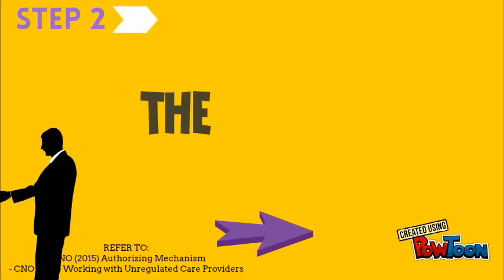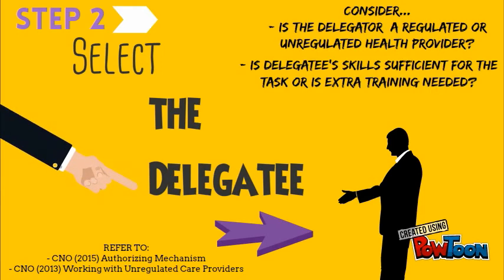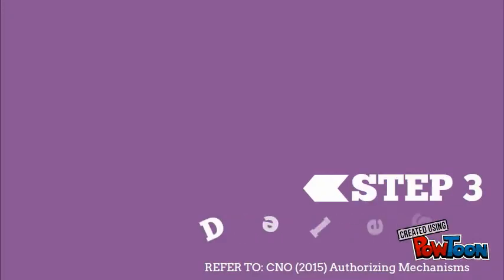Step 2: Select the delegatee. Consider, is the delegatee a regulated or unregulated health provider? Are the delegatee's skills sufficient for the task, or is extra training needed? If you cannot answer these, refer to CNO's authorizing mechanism or Working with Unregulated Care Providers or your hospital institution. Step 3: Delegate the task.